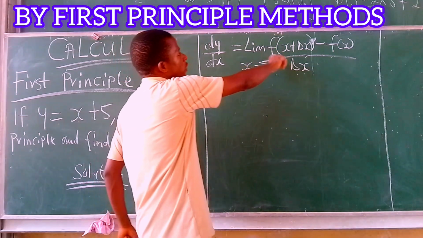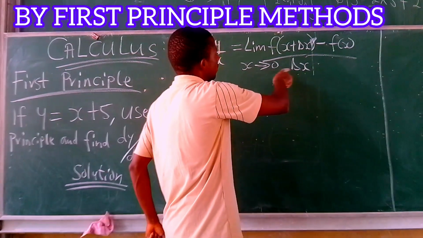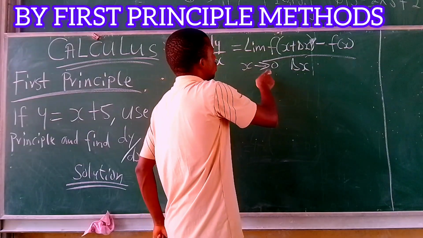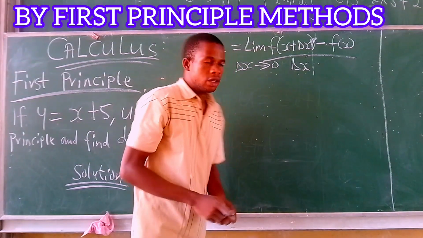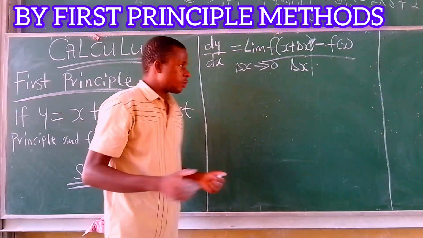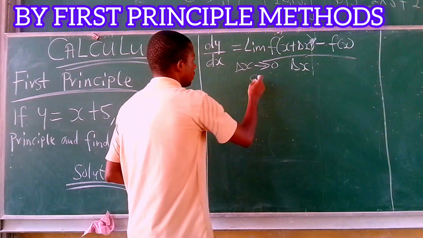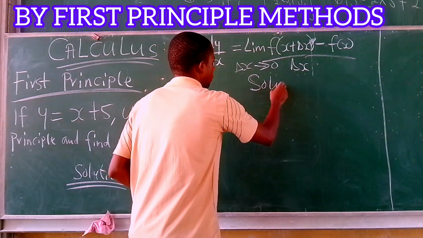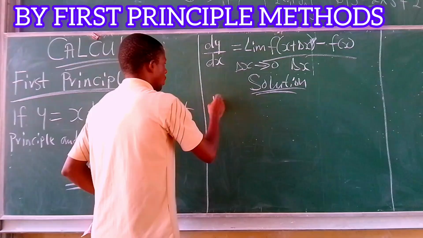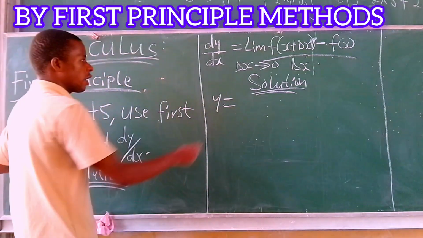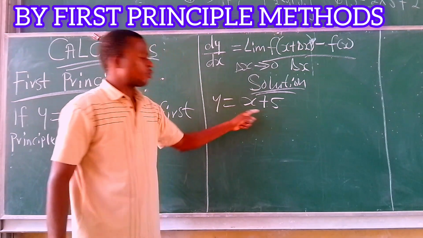The limit of f of what? x plus delta x minus f of x all over what? delta x as delta x tends to what? As delta x tends to what? 0. Now, let's look at how to solve this question. Now, solution. You know that y is equal to what? For the question, say y equals to what? x plus what? 5, right? Y equals to x plus 5.